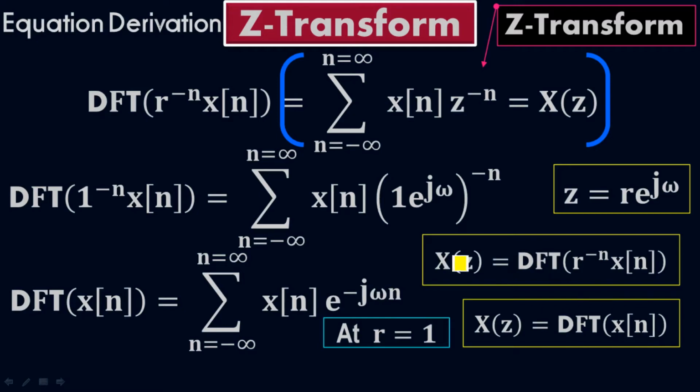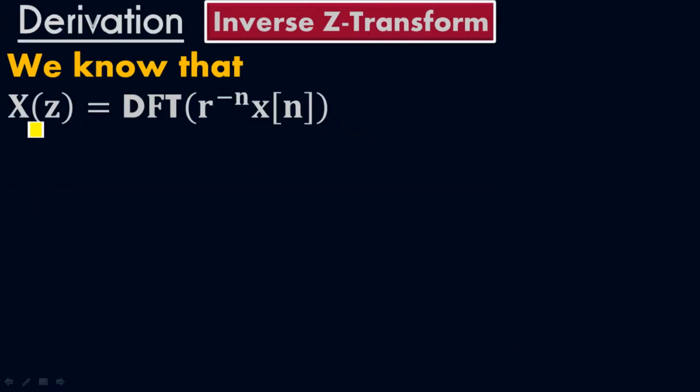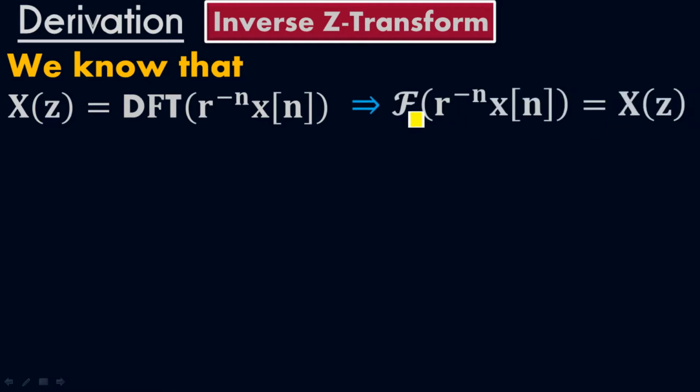So just pick this equation. I picked this equation and put it there. X of z equals the discrete Fourier transform of r to the negative n times x of n, which implies that the Fourier transform of r to the negative n times x of n equals X of z. What is the discrete Fourier transform? It is a type of Fourier transform. So I just put Fourier transform here.